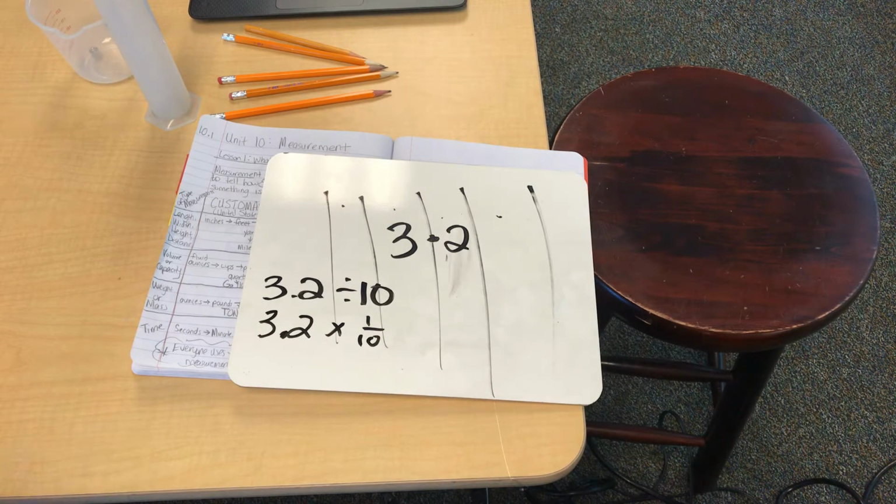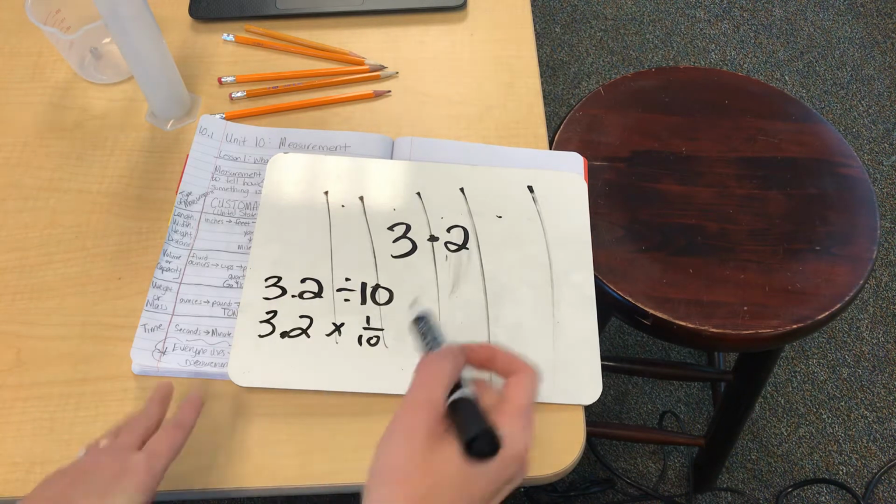I'm going to move this how many times and which direction? Come on, say it out loud. Be proud, say it loud and proud. I'm going to move it one jump to the left. I'm going to move my decimal point one to the left.